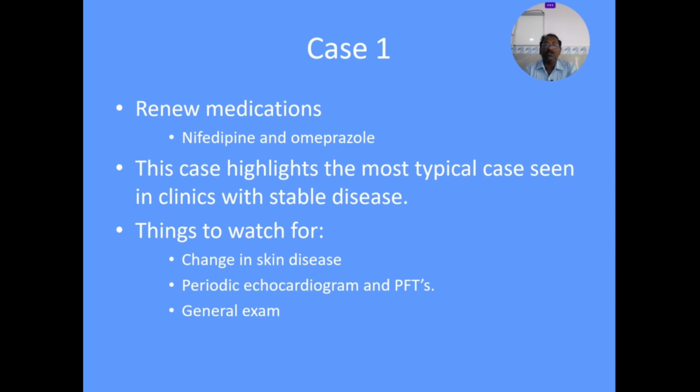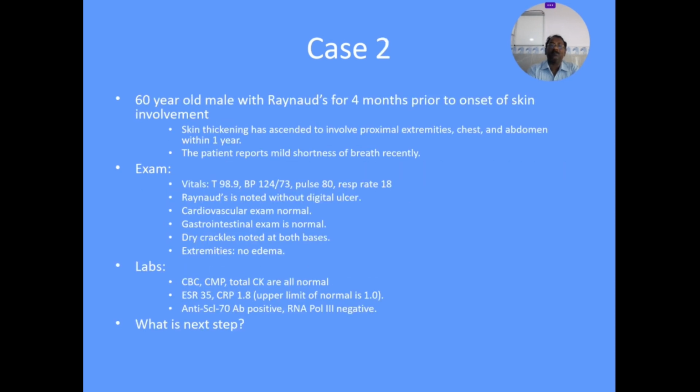Okay, so things to watch for. What are the things to watch in the next follow-up visits? Change in any skin disease, change in the pattern of the skin disease, or any progression of the skin lesions; periodical echo and PFT to rule out any pulmonary or cardiac involvement; and general examination, whether it is converting to diffuse scleroderma or not. So that is the first case.